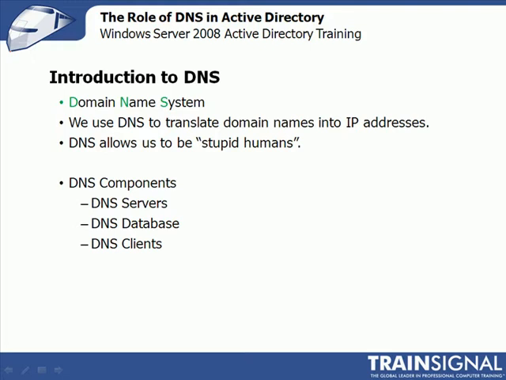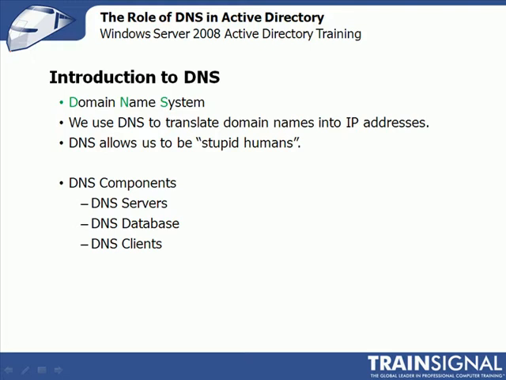Now, there are three main components to DNS. We have our DNS servers, the database, and clients. Now, I'm going to start in the middle with the DNS database. This is a database of domain names and their corresponding IP addresses. The reason I started there is because the other two are real easy then. DNS servers are the computers that host the DNS database. They're the ones that store this database.